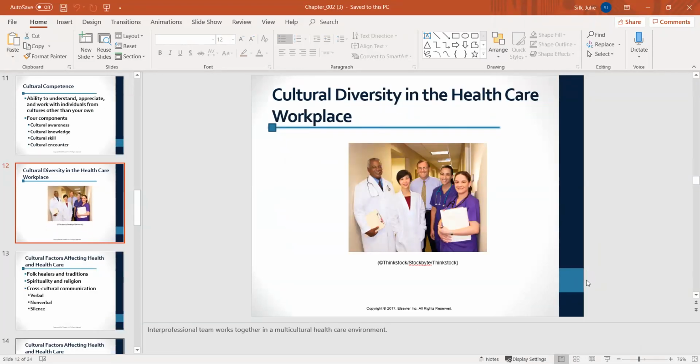All right, so this is just saying interprofessional teams work together in a multicultural healthcare environment. So you have to learn to work with others to be able to give really good culturally competent care. Over time, as you get out into the workplace, you'll work with all kinds of different people from different backgrounds and different views. And you need to be able to work with them and still appreciate each other's views, because sometimes it takes a bunch of different people with different ideas to come up with a solution for something.